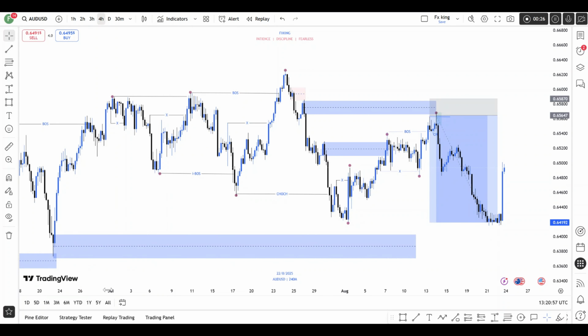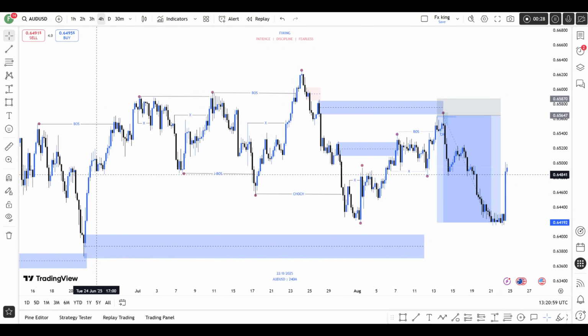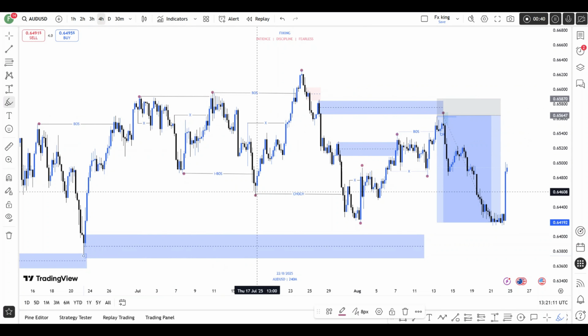Starting from here, first of all, this market is in an uptrend. At this level, the market was creating higher highs, higher lows. We have another higher high here, higher low, higher high, and so on and so on. Now what you can see here is we had a double change of character, right?